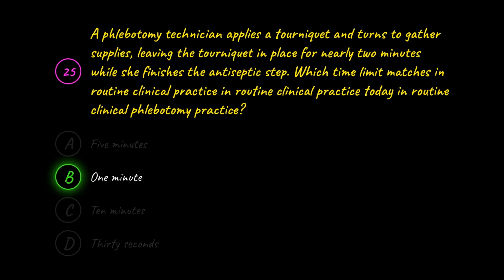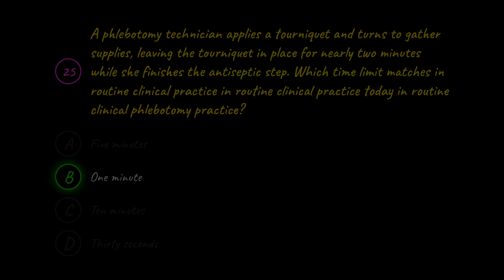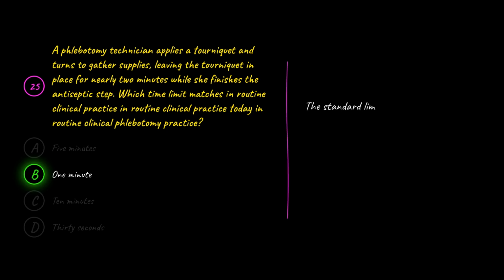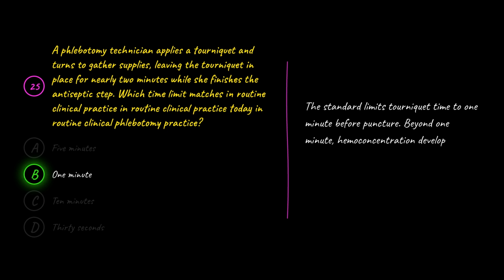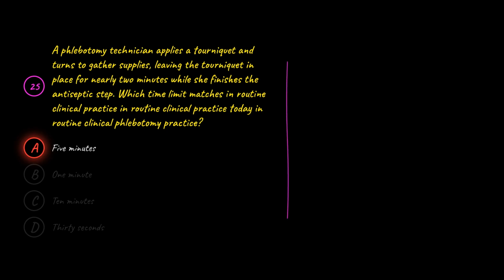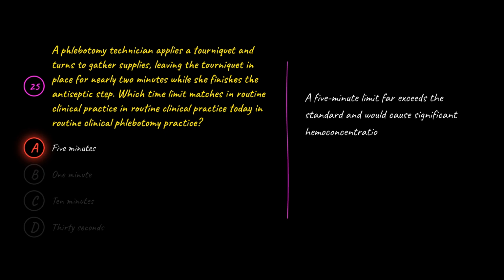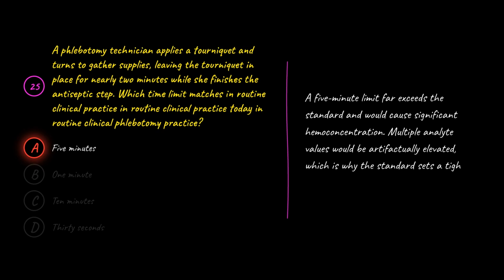The correct answer is B. 1 minute. B is correct because the standard limits tourniquet time to 1 minute before puncture. Beyond 1 minute, hemoconcentration develops and skews results, so the phlebotomist releases and reapplies after a 2-minute rest. A is wrong because a 5-minute limit far exceeds the standard and would cause significant hemoconcentration. Multiple analyte values would be artifactually elevated, which is why the standard sets a tighter window.